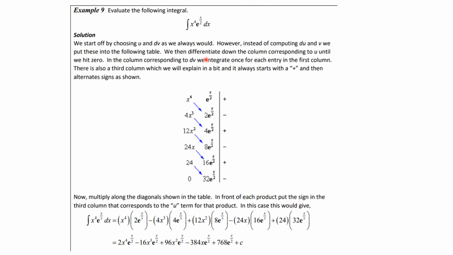Some students say, can I do this all the time? Well, in some instances, this will never terminate over here, like if you had sines and cosines, so you'd have to know when to stop. But certainly for problems of this form, this is a very efficient way to do it, and my engineering students tend to love that.